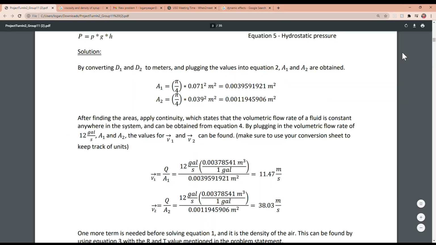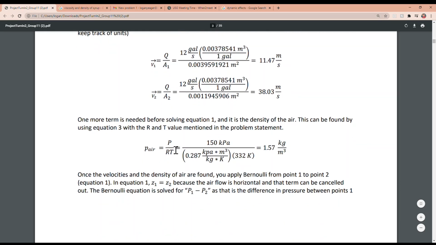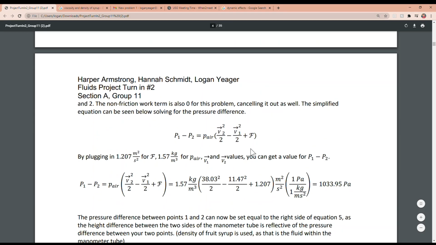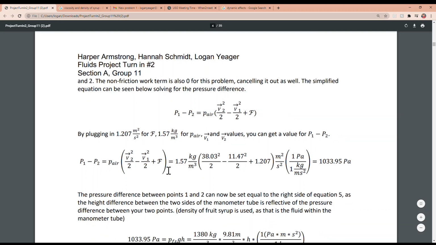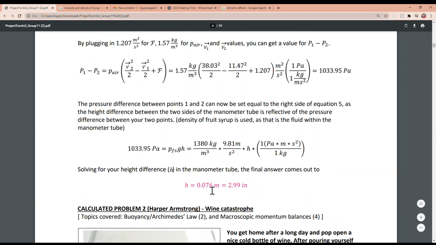So the solution to this problem first starts by finding the velocity. You take the cross-sectional area, and because we have the volumetric flow rate, you find the velocity off of that. Then you find the density using the ideal gas equation, because air could be assumed to be an ideal gas. And then you have this simplified Bernoulli equation where you have a delta P and the kinetic effects, the friction, and the density, all to find the change in pressure. All this change in pressure can then be chalked up to the change in fluid height, and this is found right here to be 0.076 meters, or 2.99 inches.